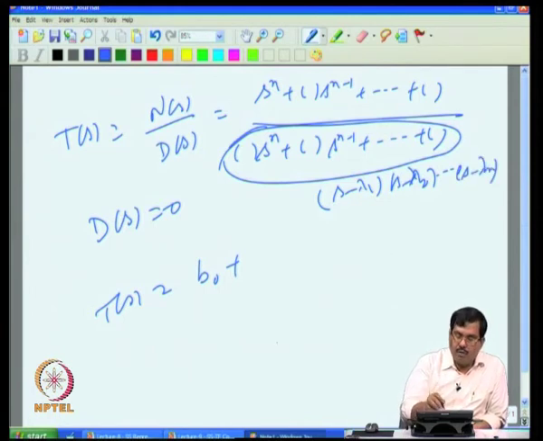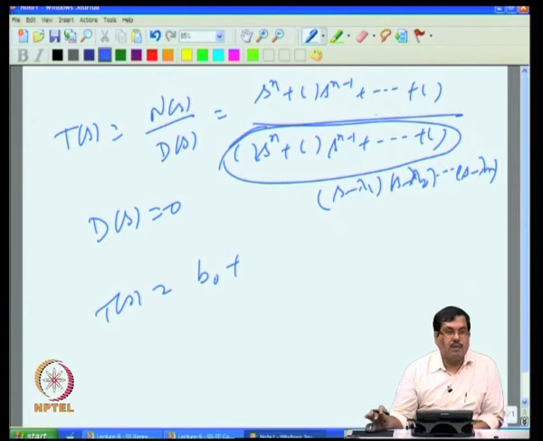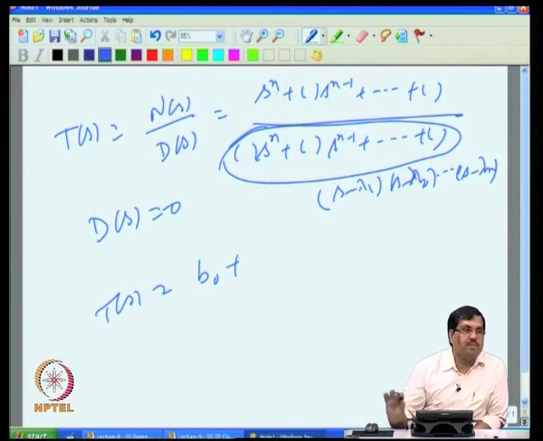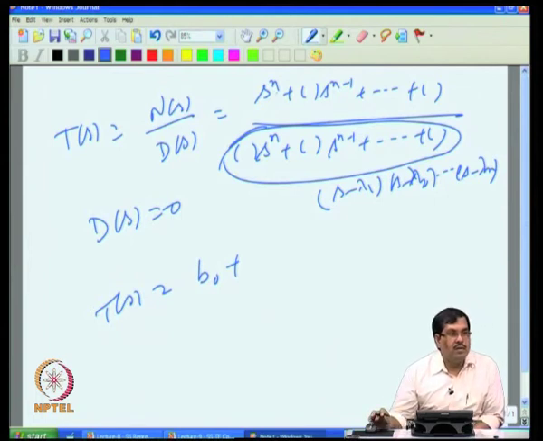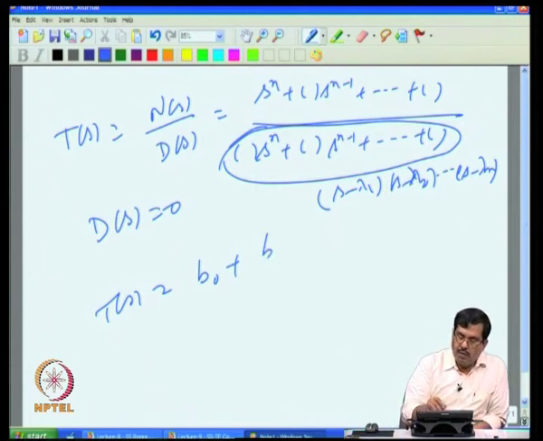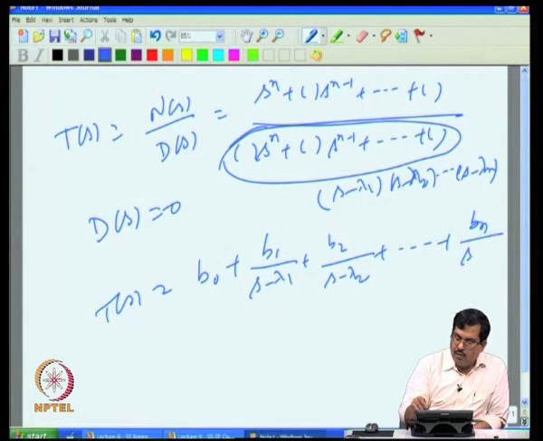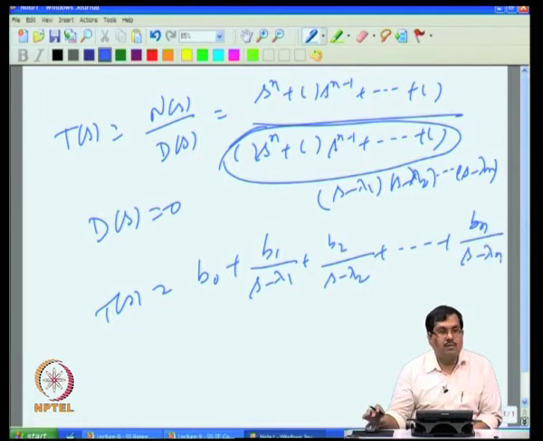After I take out b 0, the remaining polynomial is strictly proper. That means it no longer contains the power of n, it contains powers of n minus 1 onwards. That is why I will be able to write it in the form of b 1 divided by s minus lambda 1, plus b 2 divided by s minus lambda 2, all the way up to b n divided by s minus lambda n.